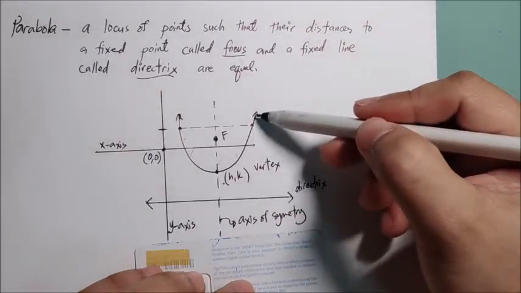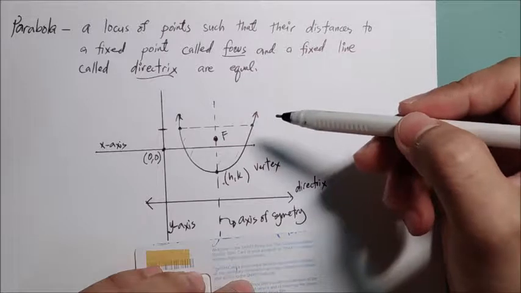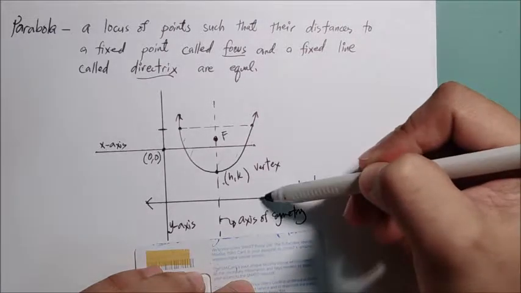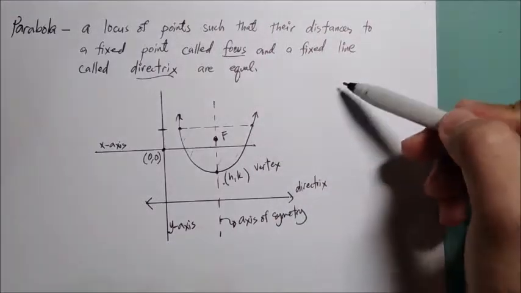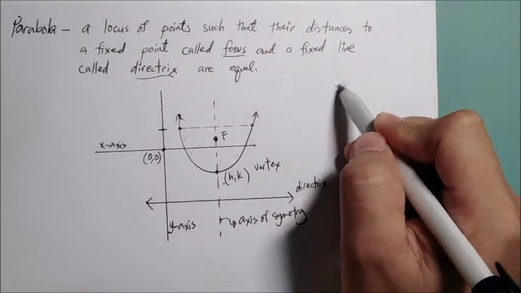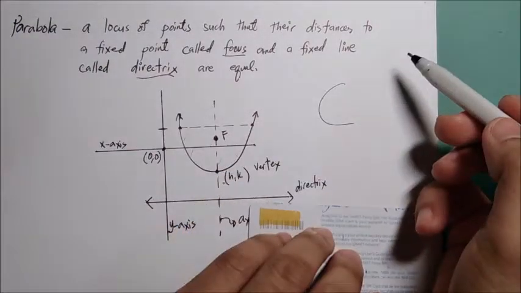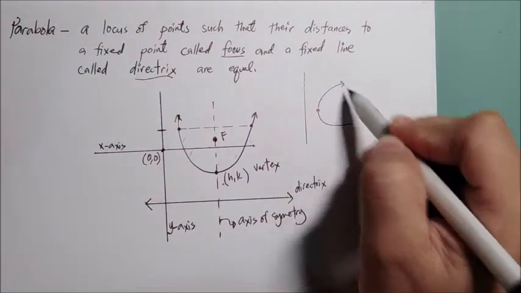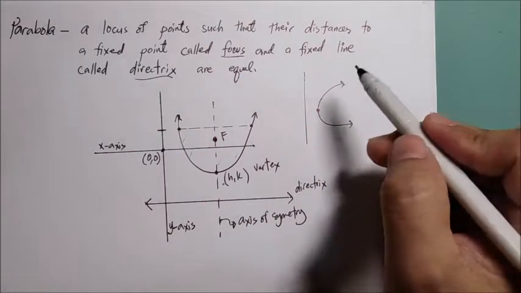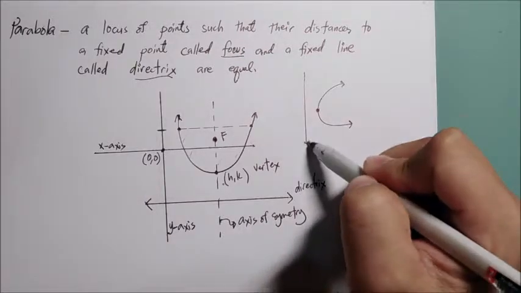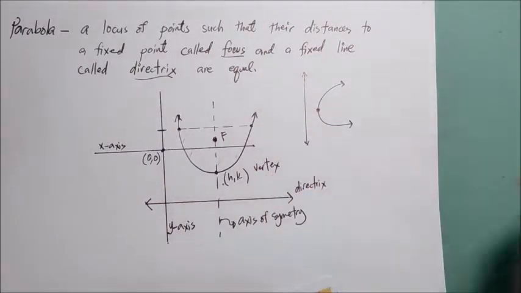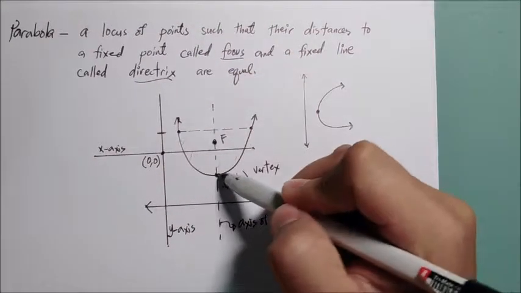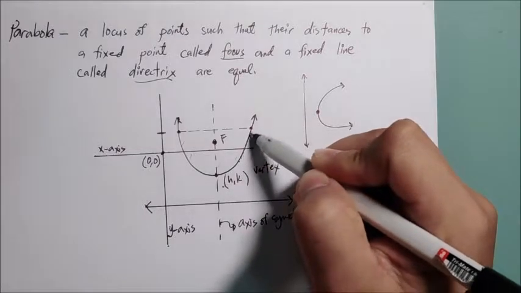This directrix is a fixed line of a parabola, and this is parallel with the x-axis. Okay, if the parabola opens to the right, if this is the vertex and it opens to the right, the directrix is parallel with the y-axis. Okay, so it means to say a locus of points, these are the points along the curve.